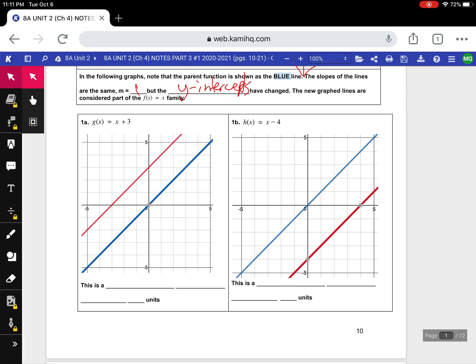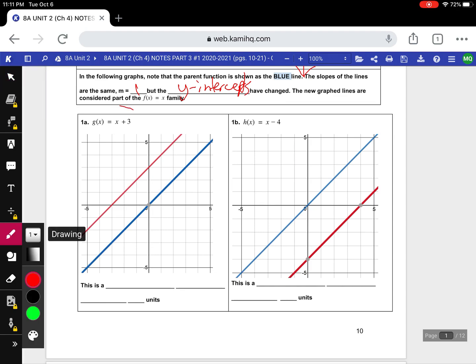I'm going to be doing a lot of talking here. A lot of it's already written for you. If you see this right here, we have g of x equals x plus 3. This blue line right here is f of x equals x, which is our parent. And you can see here that the only change we made was adding 3 at the end. This is called a vertical translation, and it's up 3 units. We moved up 1, 2, 3. Each point went up.